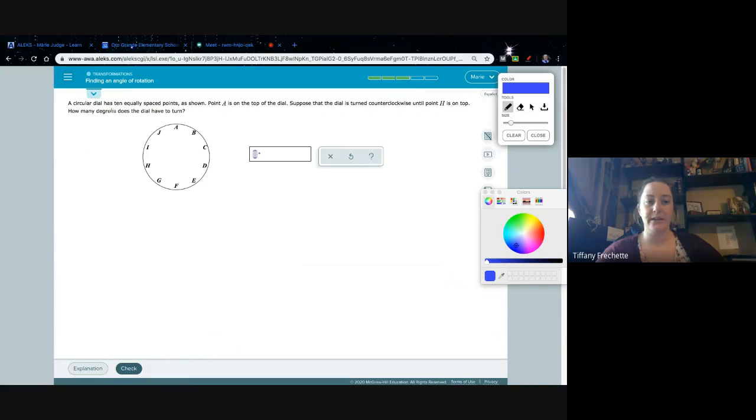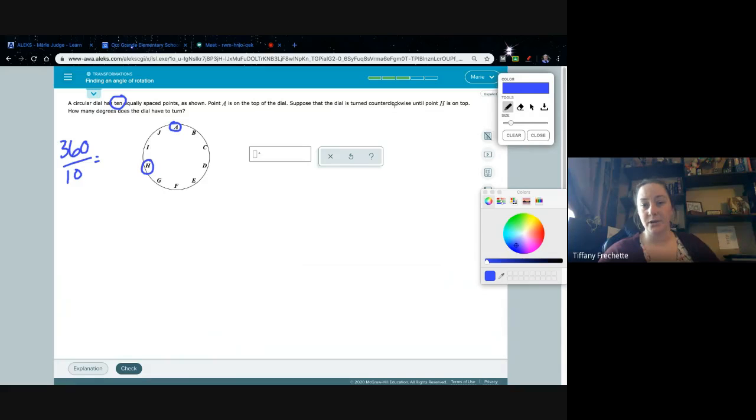A circular dial has 10 equally spaced points as shown. So it's telling us 10 spaces. We know that. So we're going to take 360 and divide by 10. We'll get there in just a moment. So I'm already writing that part out because I know what I'm going to divide by. Point A is at the top of the dial. Suppose the dial is turned clockwise until H is on top. So we're going to turn H so that H is now on top.